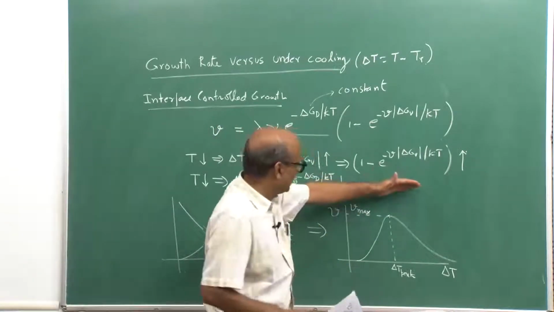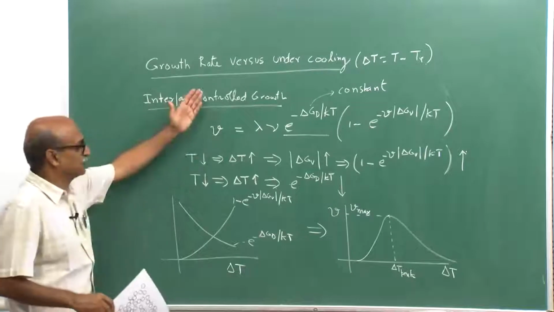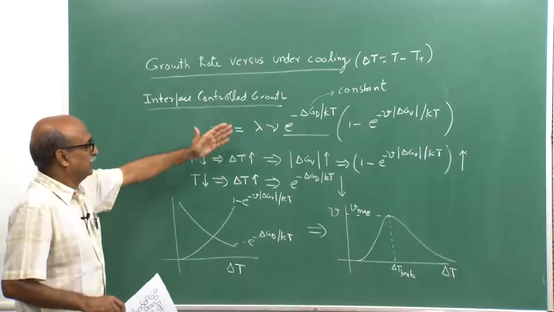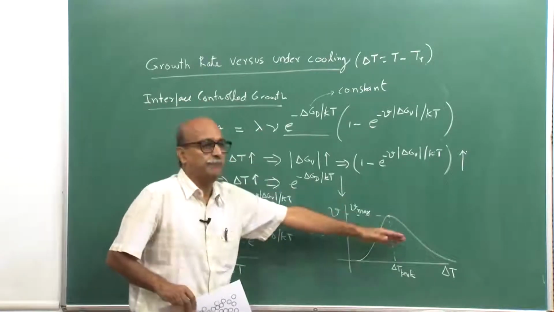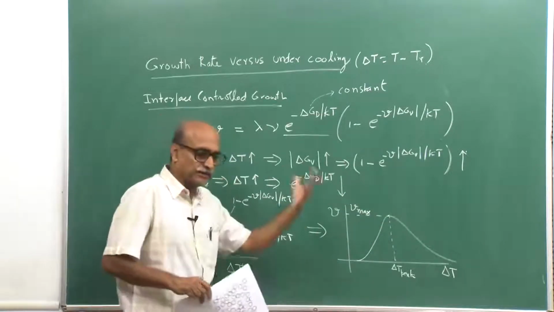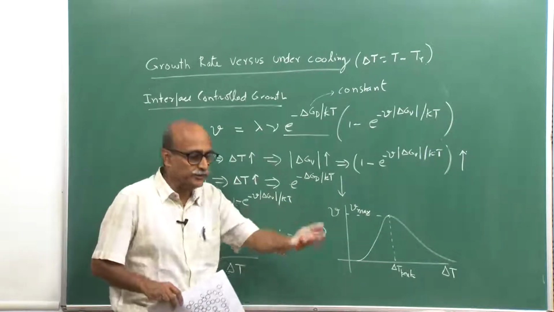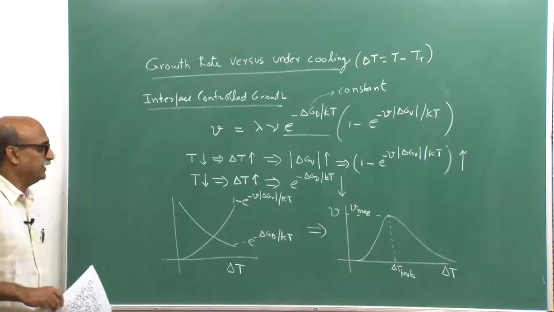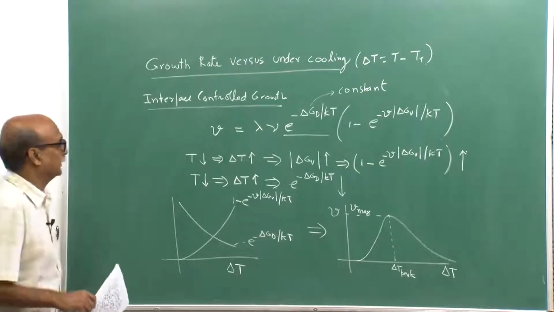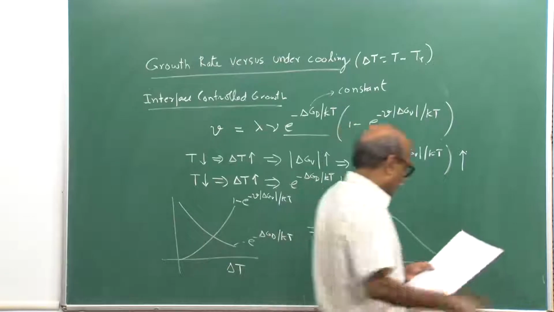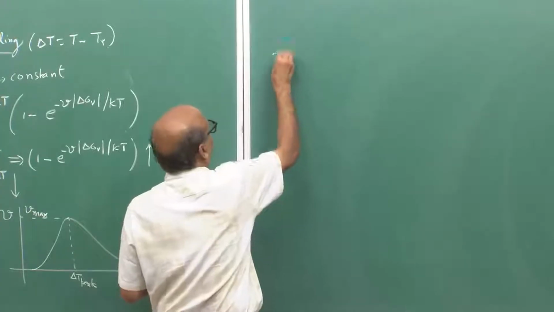So, just like nucleation, in the case of interface controlled growth, we also have a peak in the growth rate. Like nucleation also, we had a peak in the nucleation rate as we changed the undercooling. Let us also look at diffusion controlled growth. What happens in this case?